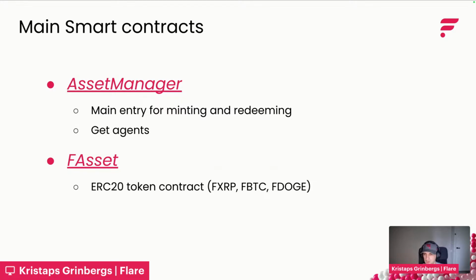The second contract I want to talk about, not in particular order, is the FAsset, which is an ERC20 token contract, a representation of XRP. So that is FXRP, Bitcoin is FBTC, Doge is FDoge. It is an ERC20 standard token that you can program on top of. You can exchange these assets on DEXes, you can swap them, whatever it is. Any DeFi app can basically interact with this token contract.